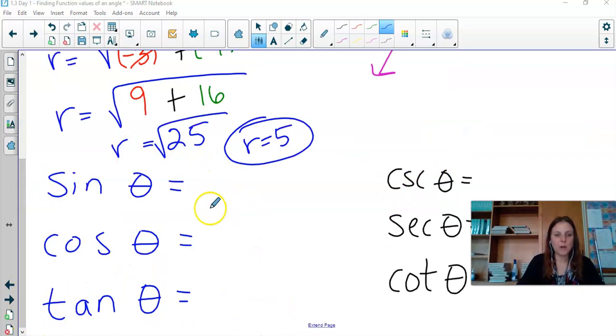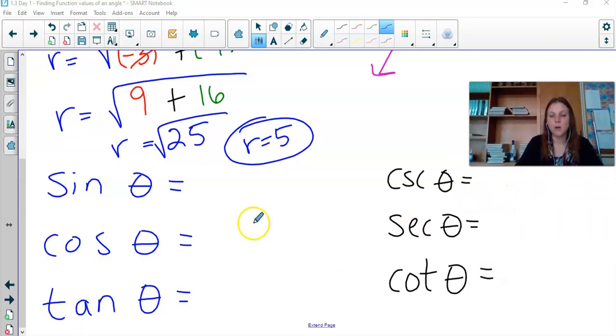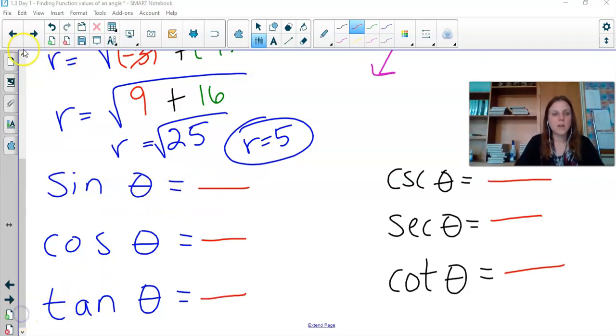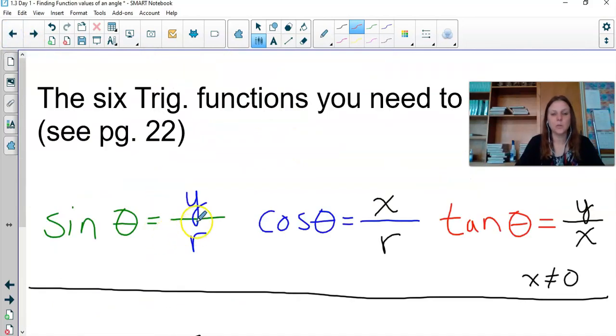Start with the main 3: sine of theta, cosine of theta, tangent of theta. The other 3 are going to be the reciprocals of those 3 that you find over here. So go ahead and pause and write them if needed, and then we're going to fill them in. So definitely as you're learning these, use your notes and look back at the relationship. Sine is always y over r and cosine is x over r.